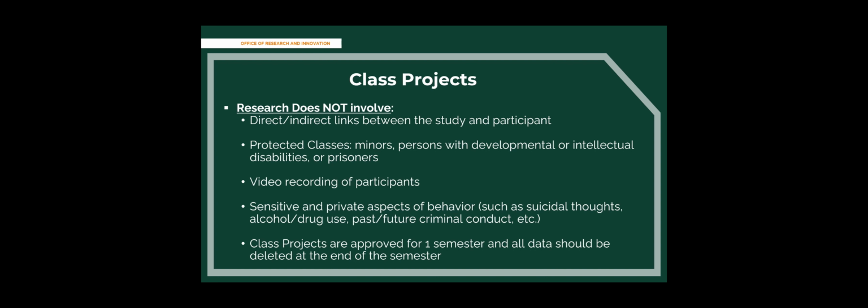Class projects do have some limitations in regards to what research they can and cannot involve. For example, class projects research will not involve direct links between the study and participants. This means no names, email addresses, birthdays, or essentially anything that could be used to identify an individual and their participation in the research should not be collected. Class projects will also not include protected classes. These are minors, persons with developmental or intellectual disabilities, or prisoners. There will also be no video recordings of participants.